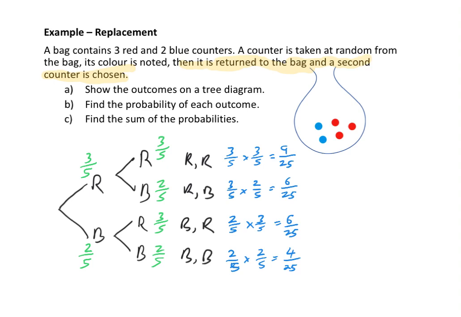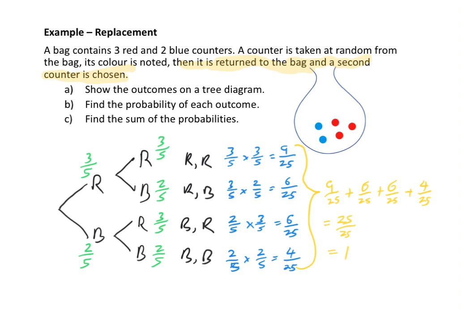Now if I add all of my probabilities together, so 9 over 25 plus 6 over 25 plus 6 over 25 plus 4 over 25 is going to give me 25 over 25, or equal to 1. So that is the probability of each outcome when I am replacing the counter after I draw the first one out before I draw the second one.